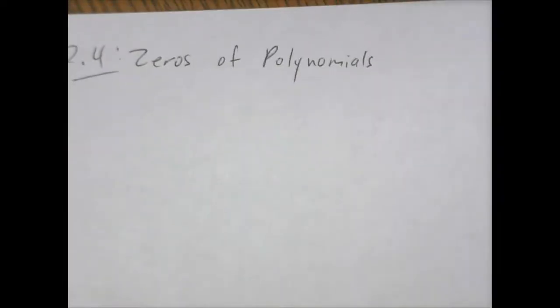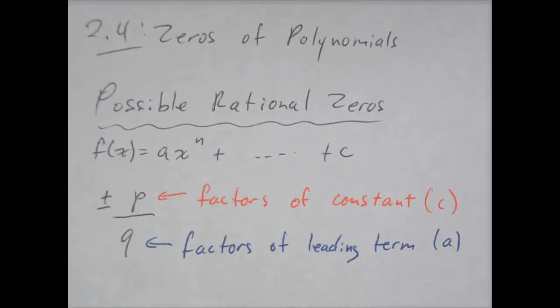So we have this test for the possible rational zeros. Well, it's not really a test, it's just your rational zeros.